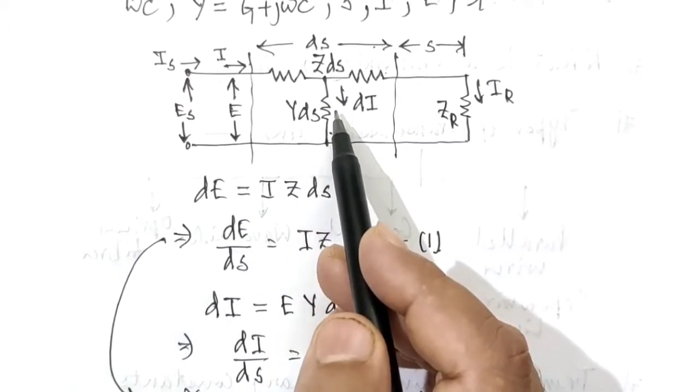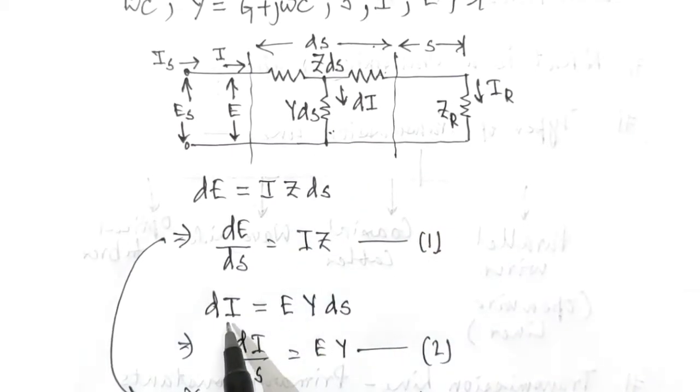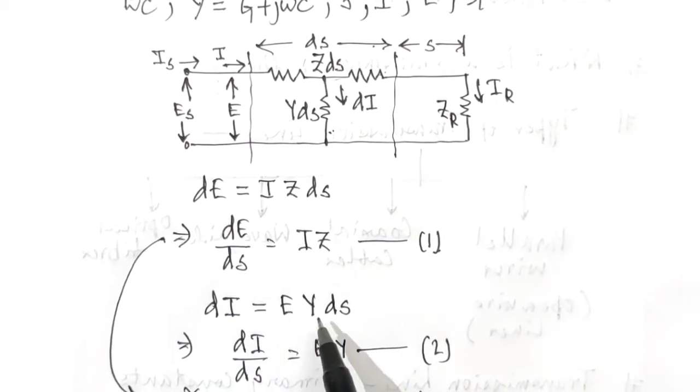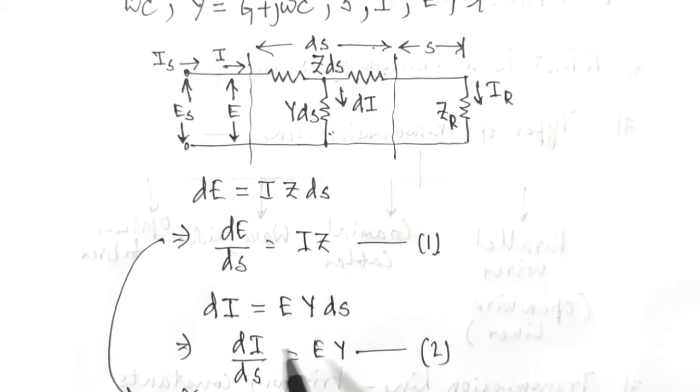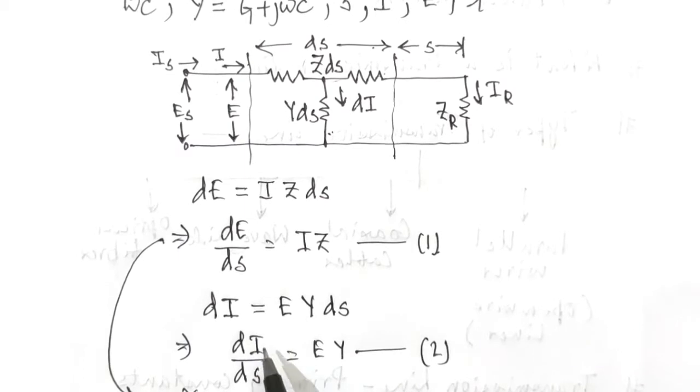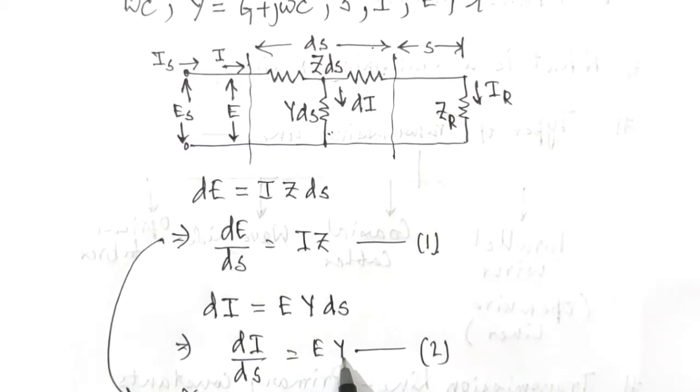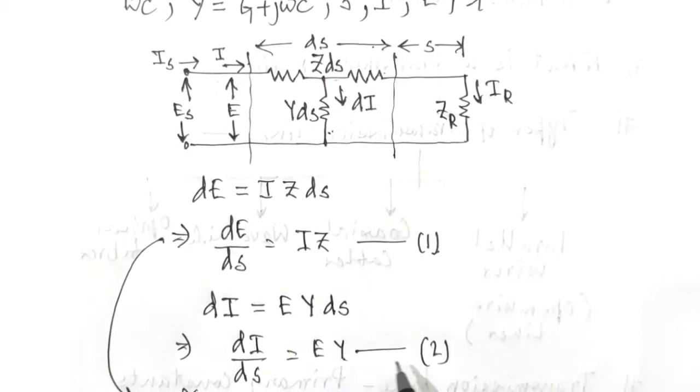So the current dI that flows across the line will be given by, as we know, current equals voltage by impedance, or voltage into the admittance. So it will be given as dI equals E into Y ds. From this we can find dI/ds equals E into Y, and that is equation 2.